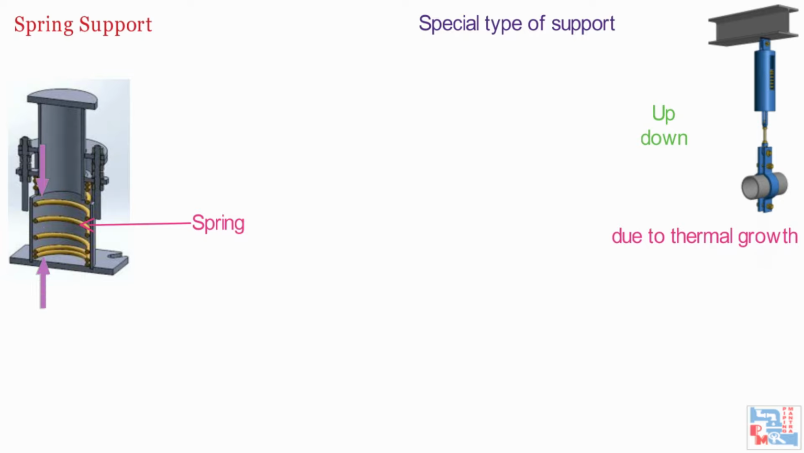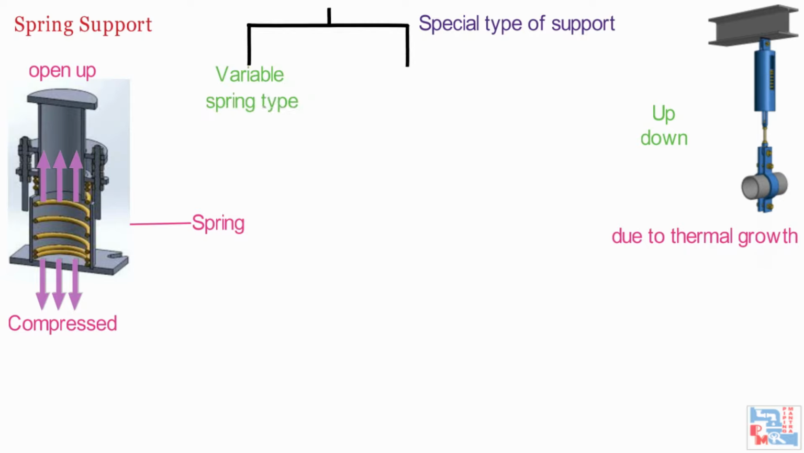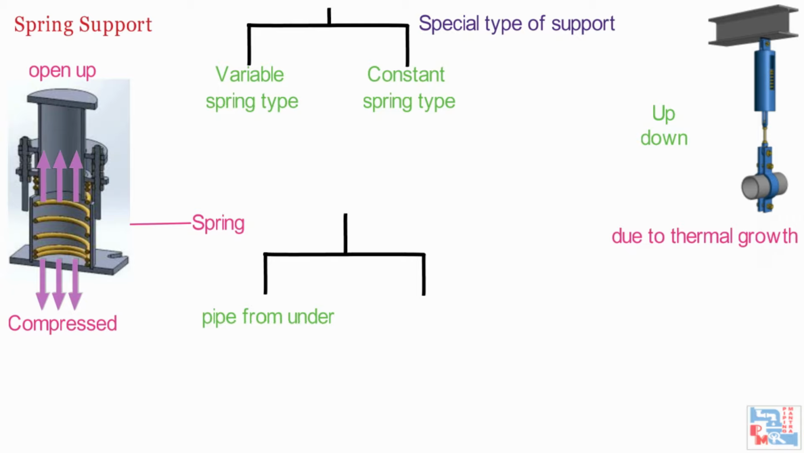The spring support basically employs a spring element which can get compressed or open up depending upon the thermal movement at the support point of the pipe. By doing so, it takes the vertical load of the piping under both situations. From the utility point, spring supports are classified as variable spring type and constant spring type. As per arrangement, spring support can be classified as supporting the pipe from under, that is resting type, or as supporting the pipe from above, that is hanger type.